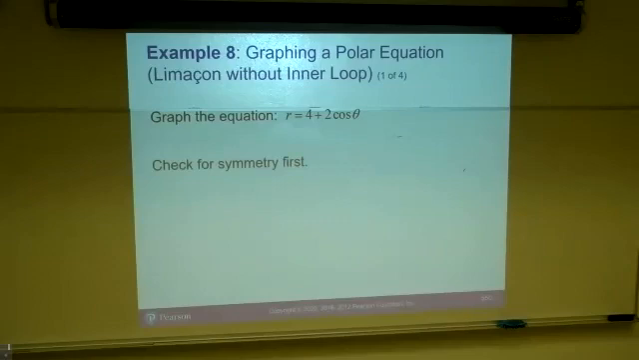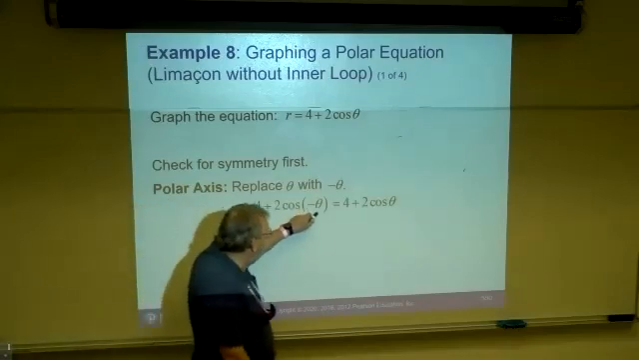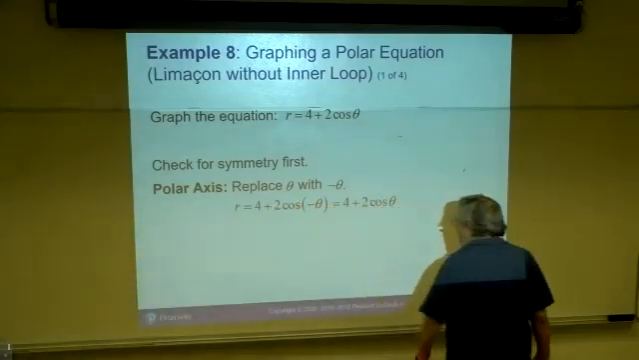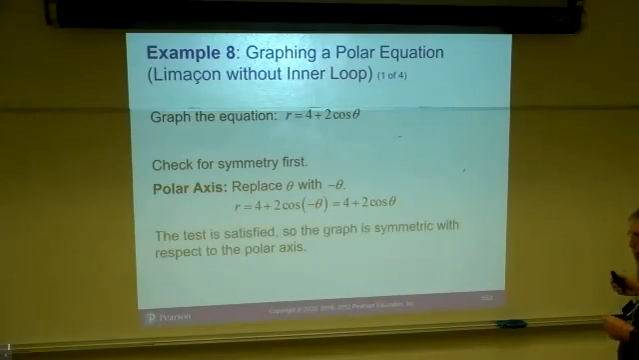Okay, so they're going to check for symmetry. They're going to replace theta with negative theta. And boom, that shows symmetry with respect to the polar axis, right? Because cosine of negative theta is the same thing as cosine of theta. So it does have symmetry with respect to the polar axis.